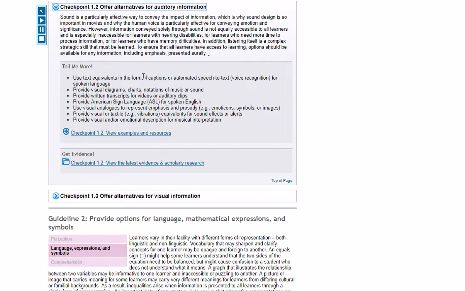To provide visual diagrams, charts, and notations of music or sound. Someone may not be able to hear music, but can read a score and understand that. Provide written transcripts for videos or auditory clips. Sometimes we have videos that we want to show that we don't have access to apply captioning to, but we can provide a transcript for them. Or if there is a spoken clip, a living history interview, that sort of thing, we can get a transcript for that instead.